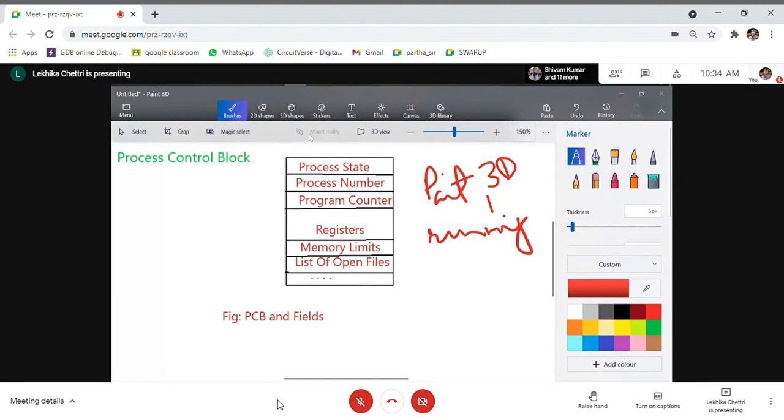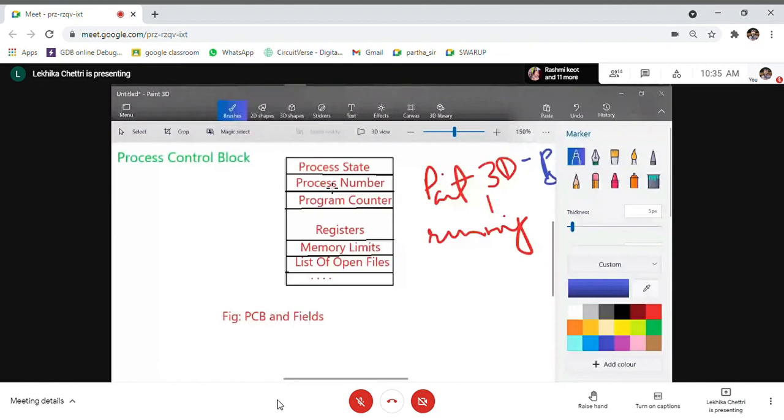So let me say that this is my Paint 3D, and it is in running state. In the process state, what will I have? It will have either new, ready, running, waiting, halted, and so on. So for this Paint 3D, in the topmost layer of your stack, you will have running. Next is process number. Now, for this Paint 3D, it will not write Paint 3D here. It will assign one process number. Let us say it assigns P0. So P0 is here, which means P0 is in running state right now.